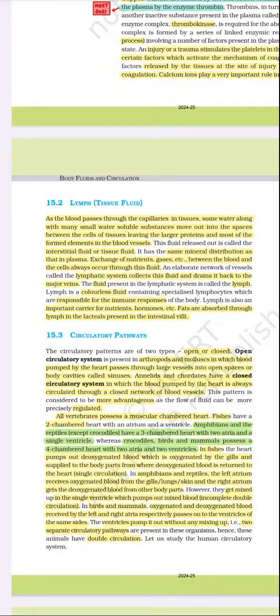Lymph is a colorless fluid containing specialized lymphocytes, which are responsible for the immune response of the body. Lymph is also an important carrier of nutrients, hormones, etc. Fats are absorbed through lymph in the lacteals present in the intestinal villi.